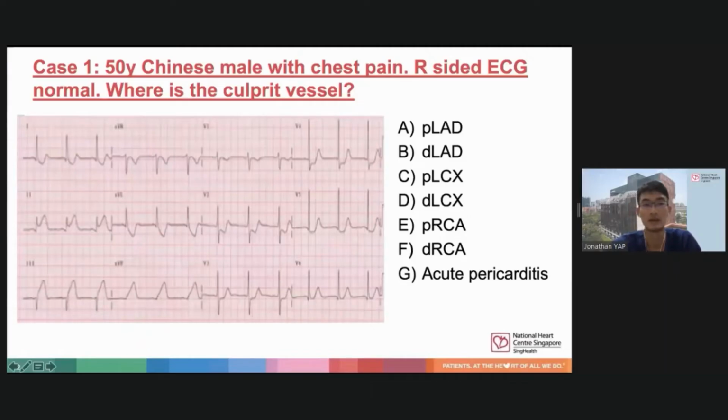Question number 1. A 50-year-old Chinese man with chest pain. The right-sided ECG leads are actually normal. Where is the lesion? Is it in the proximal or distal LAD, proximal or distal circumflex, proximal or distal RCA, or is this acute pericarditis? A large proportion of people think it's in the proximal RCA. And we'll come to the answer in the next parts.